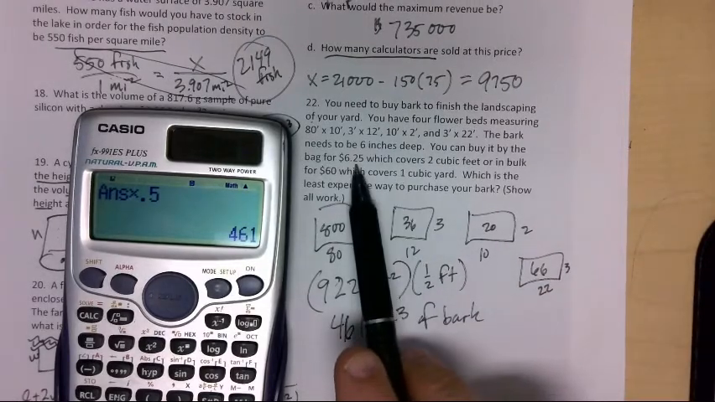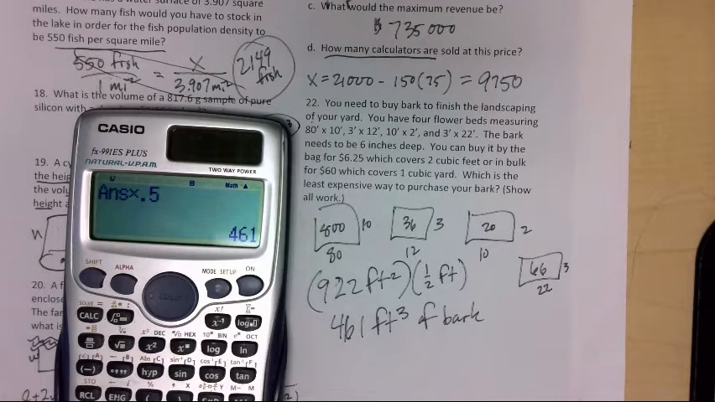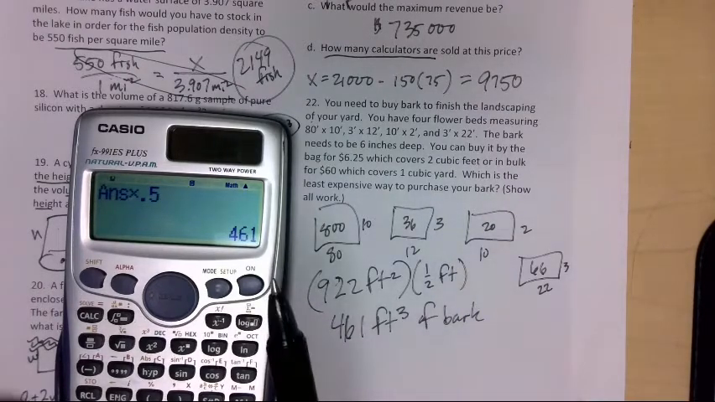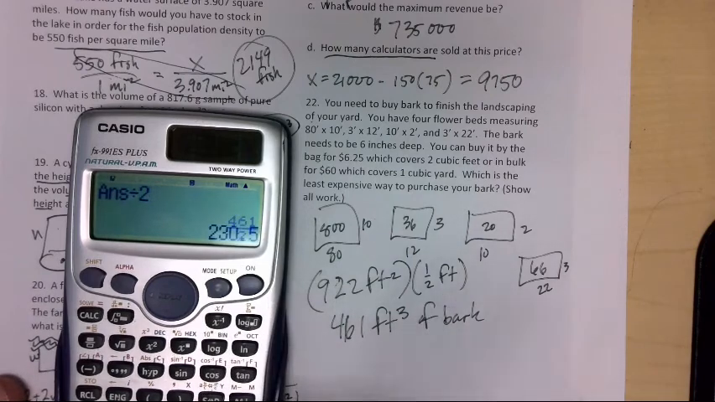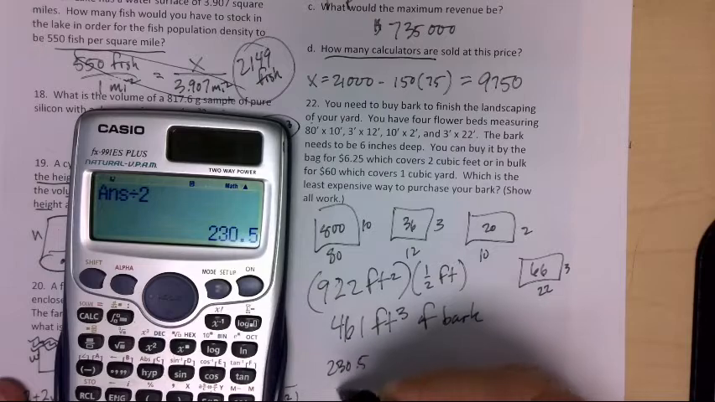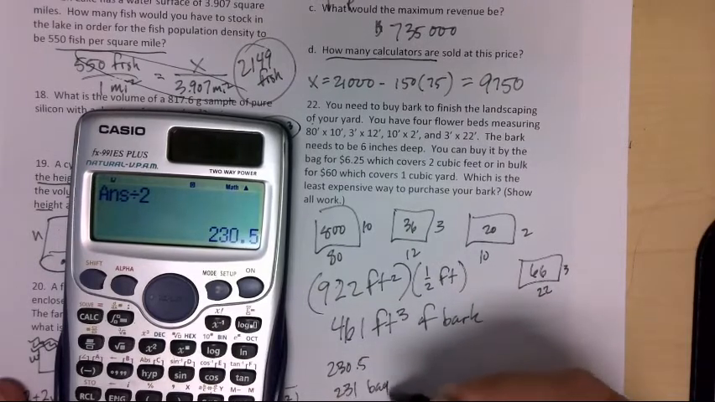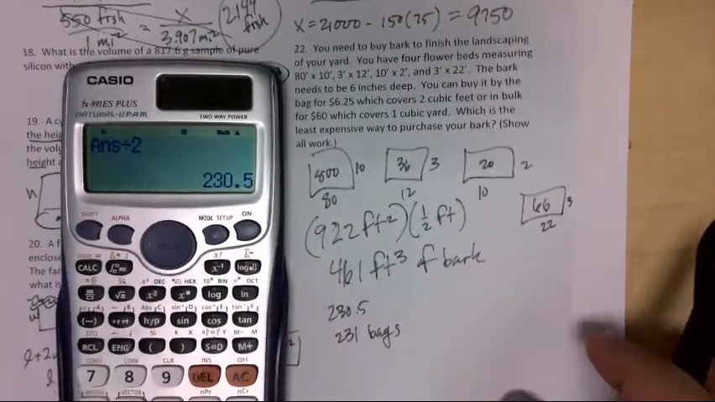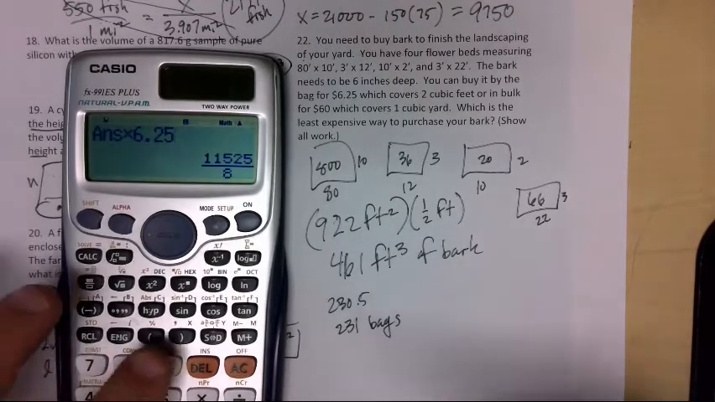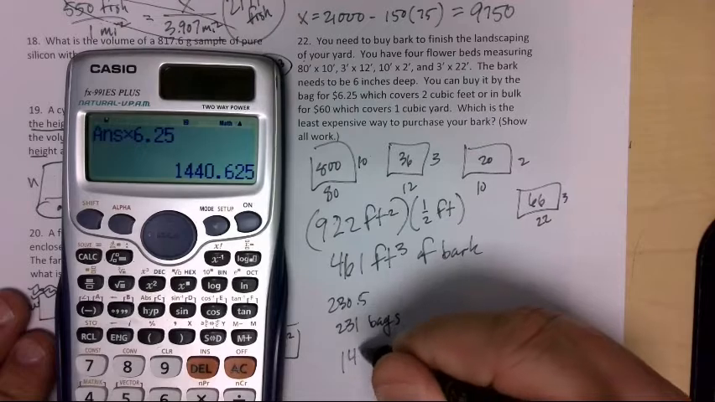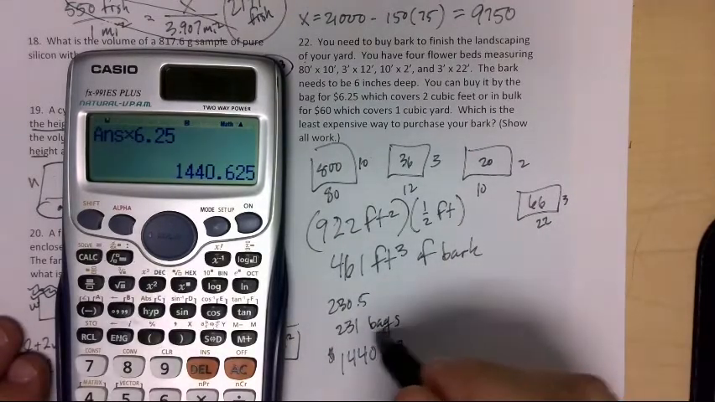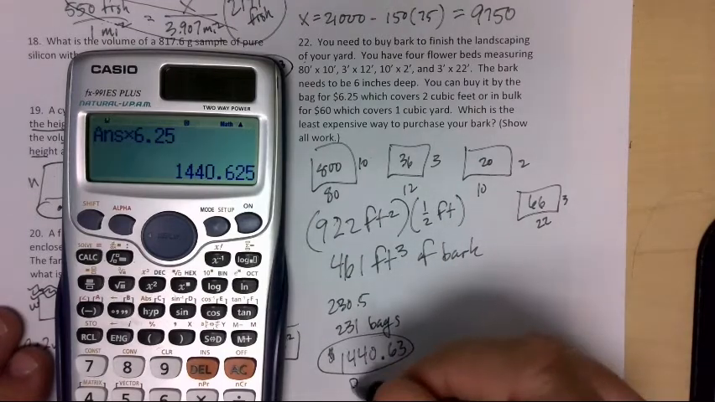Now I can buy it in these bags, $6.25 each, which cover 2 cubic feet. So if I divide this by 2, that means I've got 230.5, or 231 bags. Okay, and if each bag costs $6.25, I need to multiply that by 231. That's going to cost me $1,443.75. Okay, this is with the bags.